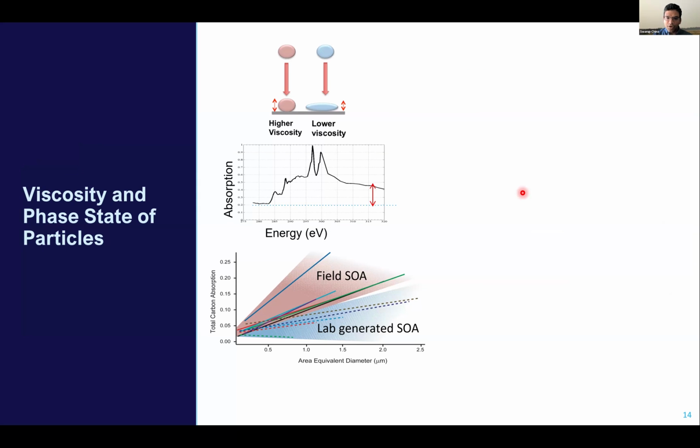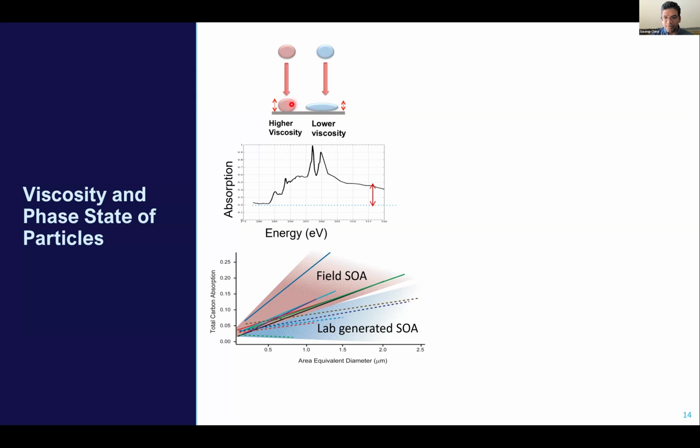The next one, I talk about the phase state and viscosity. This is another important topic in atmospheric science that the community is trying to understand. When you talk about phase, as I mentioned, particles can be solid, semi-solid, or liquid. One way we can understand this is when particles impact on a surface: a solid particle does not deform its shape, while liquid or semi-solid particles deform their shape.